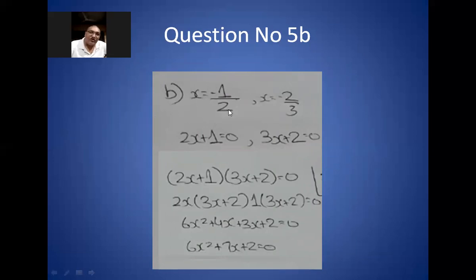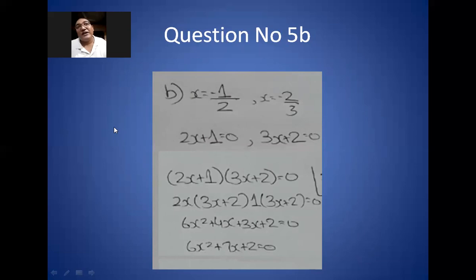So x is equals to minus 1 by 2, take this 2 to this side. So you will have 2x equals to minus 1 and 2x plus 1 will be equals to 0. In the same way, take this 3 to this side. So you will have 3x equals to minus 2. Then you will have 3x plus 2 equals to 0. So now you see these two small linear equations. So you multiply these two with each other.